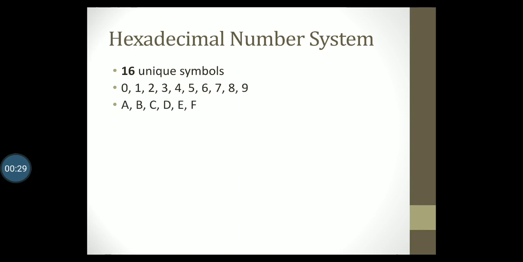A represents decimal 10, B represents decimal 11, C represents decimal 12, D represents decimal 13 and E represents decimal 14. Finally, F represents decimal 15. That is why the base or radix of the number system is 16. Since 2 raised to 4 is 16, every 4 bits of binary digits can be used to represent a valid hexadecimal number.